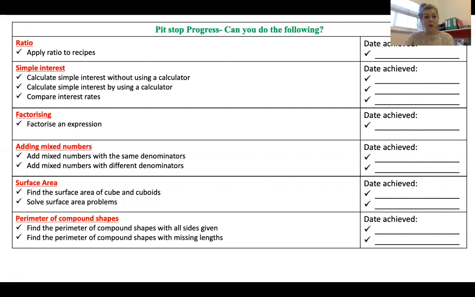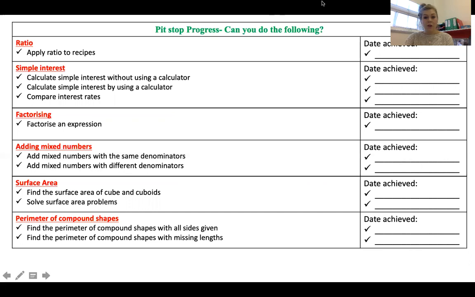What I'd like you to do is go on to Corbett Maths and have a little look at some of these topics and try to do those by yourself. If you can answer those questions correctly, then you know that you've achieved that objective and you can do that skill. If you can't do it, then that's okay. That just means we've identified a gap in your knowledge, and our job is to make sure that we fill that gap and that you're secure with that skill before your exam.